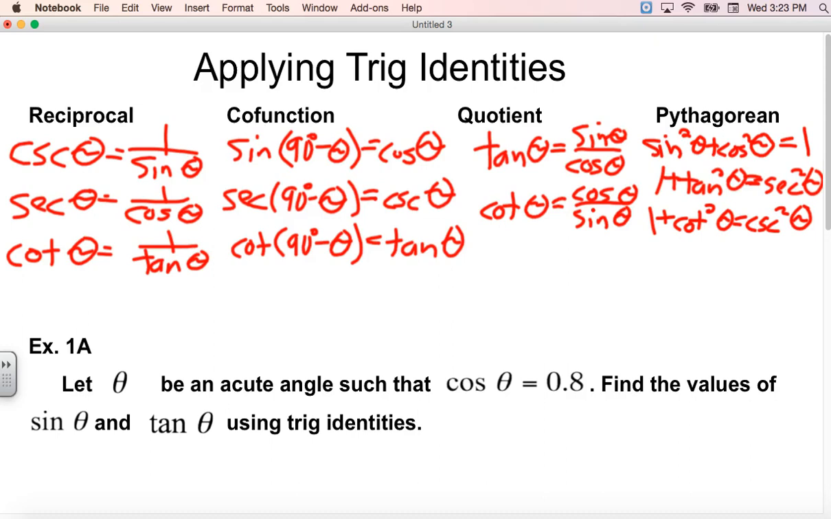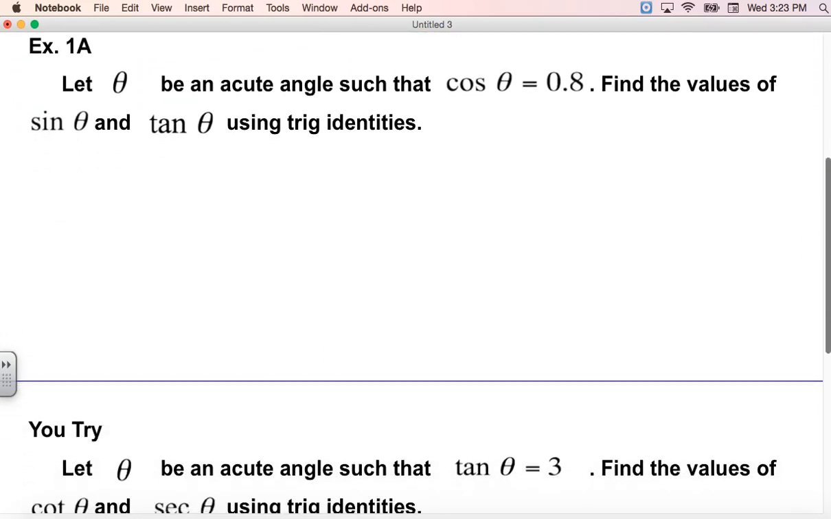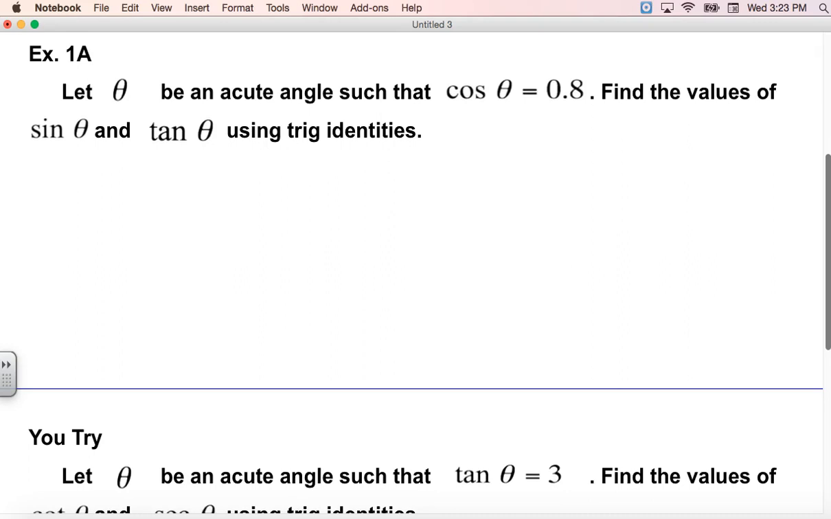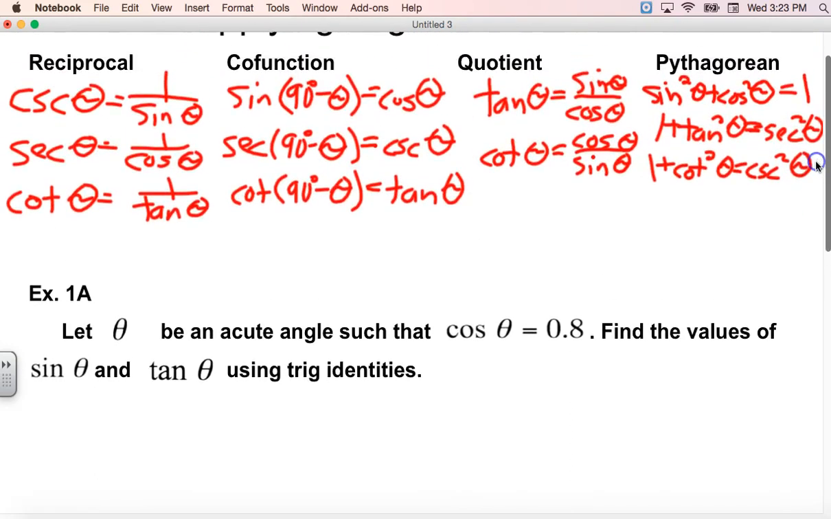Right, so let's look at a problem right here. And we're going to use these identities to do these problems. So it says, let theta be an acute angle such that the cosine of theta equals 0.8. And we want to find the values of sine and tangent using our trig identities. All right, so one way we can do that is, we know cosine, so we can plug that into one of these functions. So let's say we use this one right here, sine squared plus cosine squared equals 1. So we know cosine is 0.8.